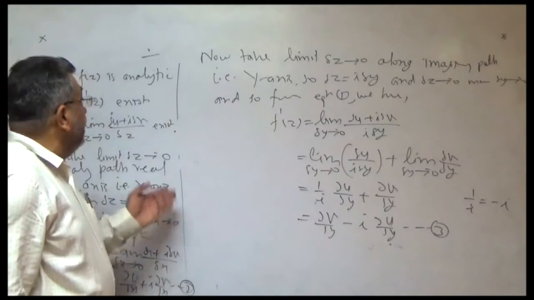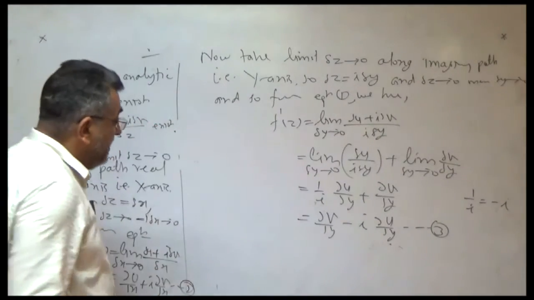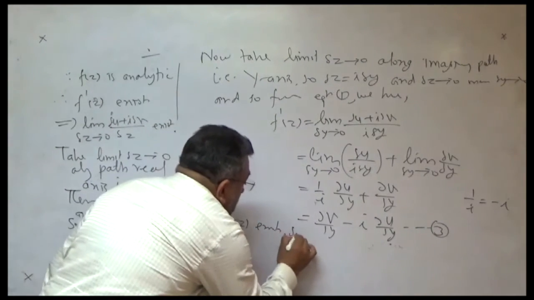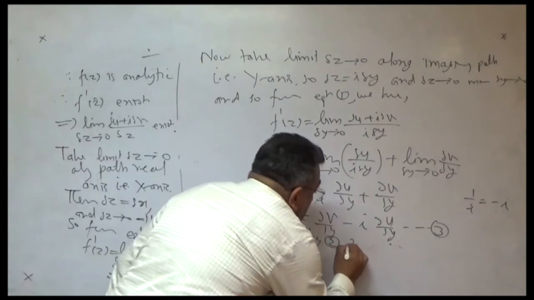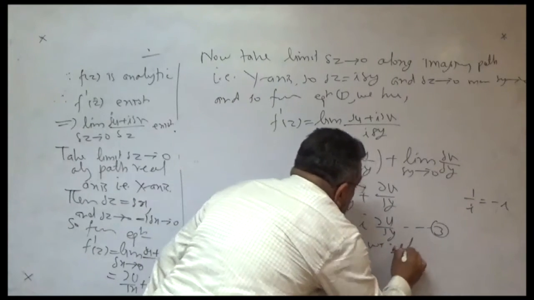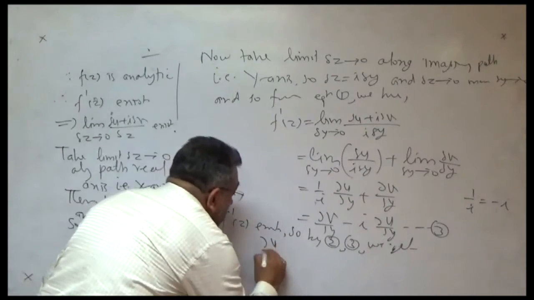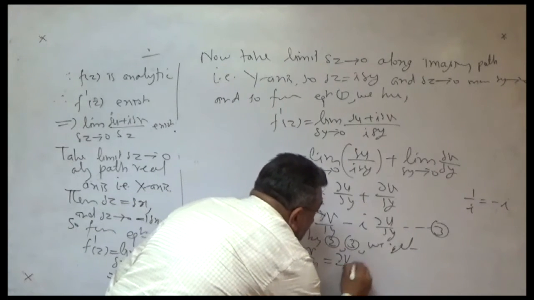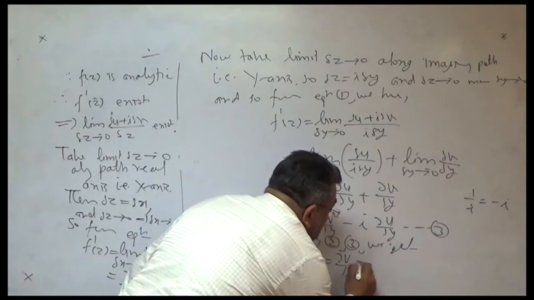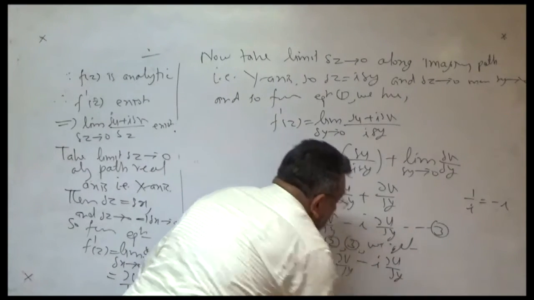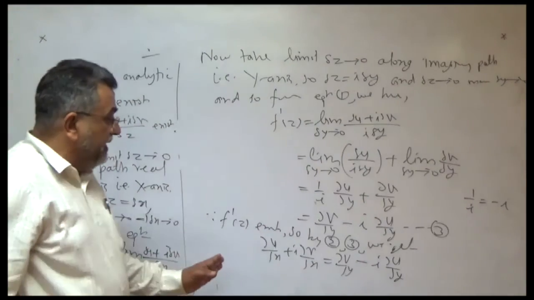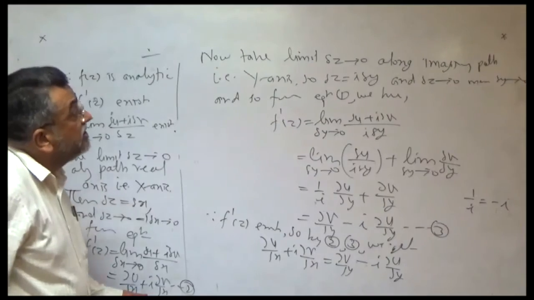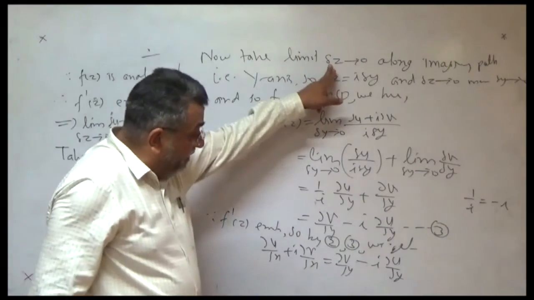If function is analytic, then it is differentiable. Limit exists, and limit exists because f dash z exists. So by equation 2 and 3, we get del u by del x plus i del v by del x equal to del v by del y minus i del u by del y. Means limit is independent of the path. So value of limit along the real axis and value of limit along the imaginary axis must be same.